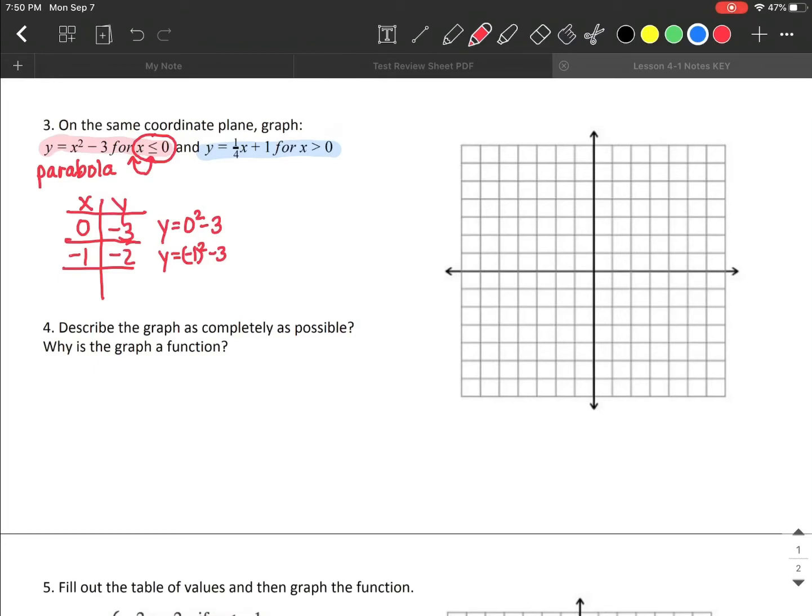And then I'm going to pick x is negative 2. And I'm going to do y is equal to negative 2 squared minus 3. Negative 2 squared is 4, 4 minus 3 is 1. So now I have these points.